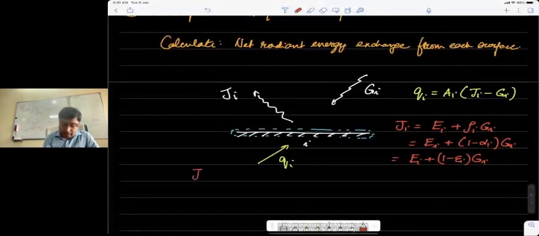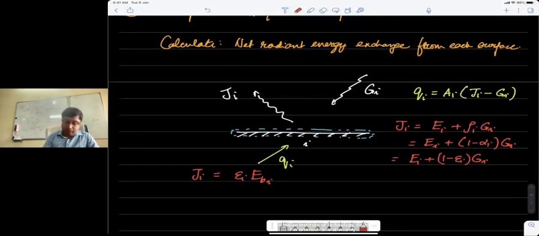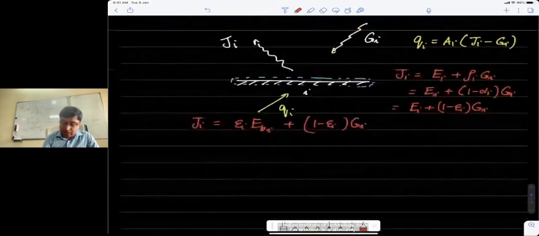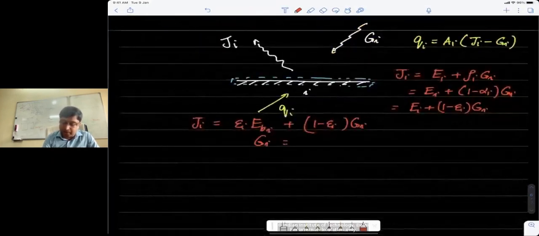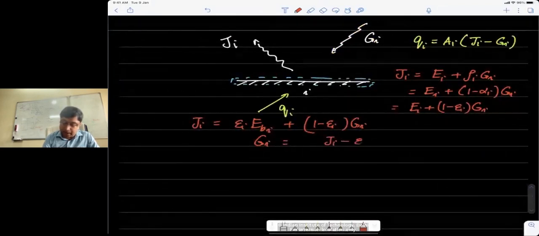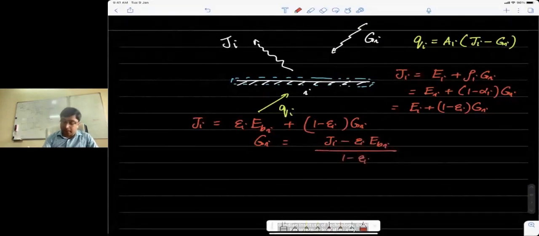So I can now write radiosity as Ji equals epsilon i times Ebi, which is basically emissivity times the total spectral power from a black body, plus 1 minus epsilon i times Gi. And so I can write Gi in terms of Ji and Ebi. It would be Ji minus epsilon i Ebi by 1 minus epsilon i. So that is the irradiation on this surface.